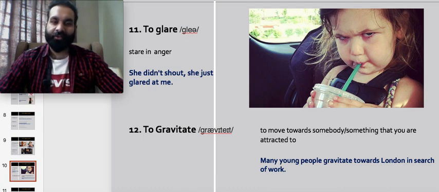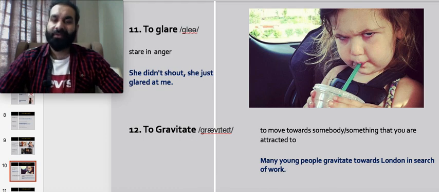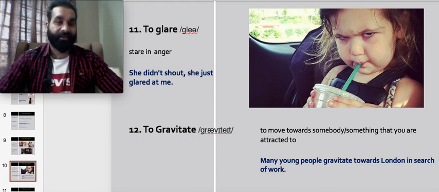The next word is to gravitate. I think it is from the gravity. To gravitate. To move towards somebody or something that you are attracted to. Example, many young people gravitate towards London in search of work.